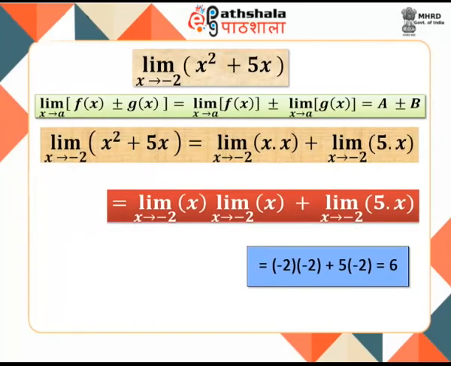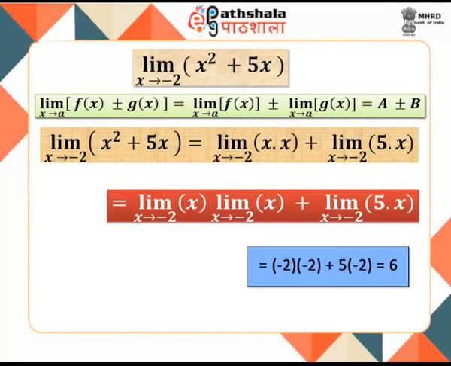Compute the following limit: the limit of x square plus 5x as x tends to minus 2. Using the rule of addition of limits, the limit of f(x) plus or minus g(x) as x tends to minus 2 is equal to the limit of f(x) as x tends to minus 2 plus or minus the limit of g(x) as x tends to minus 2, which is equal to a plus or minus b.